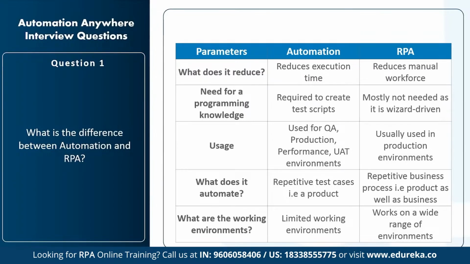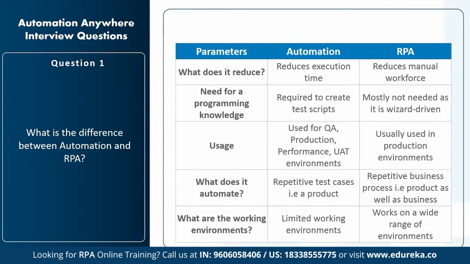Coming to usage, on comparing automation and RPA on usage parameters, automation is used for quality analysis, production performance, user acceptance test environments, and so on. RPA is mainly used in production environments. Coming to the next parameter, what does it automate? Automation basically automates repetitive test cases, that is a product, and RPA automates repetitive business processes, that is products as well as business. Now the final parameter: what are the working environments? For automation there are limited working environments, and for RPA there is a wide range of environments.